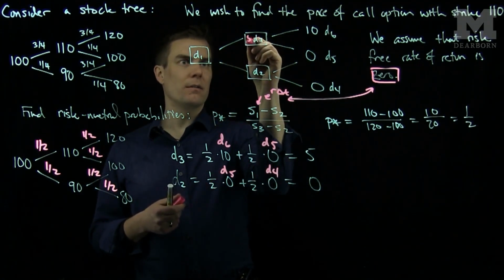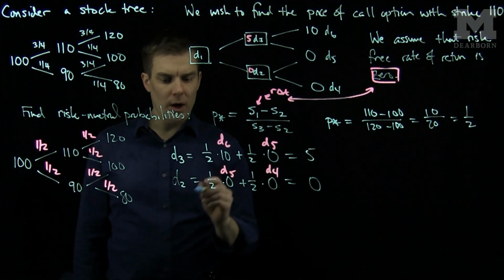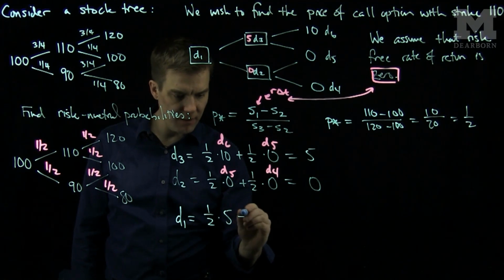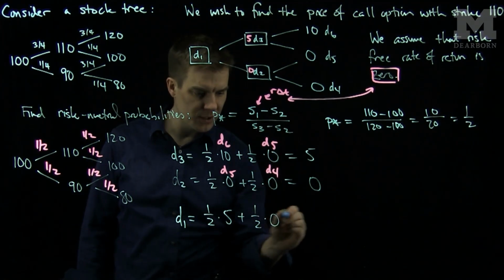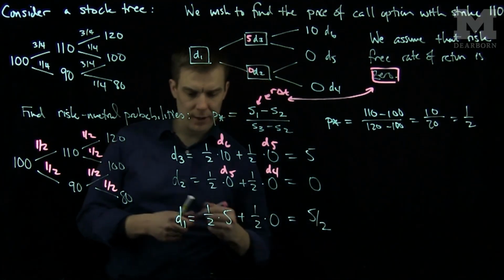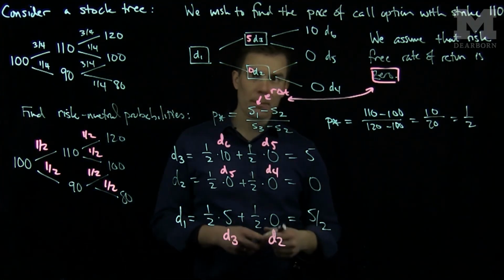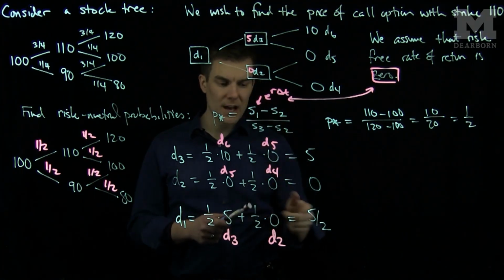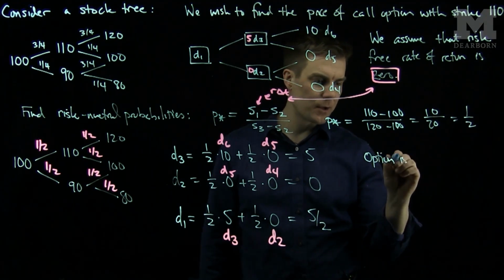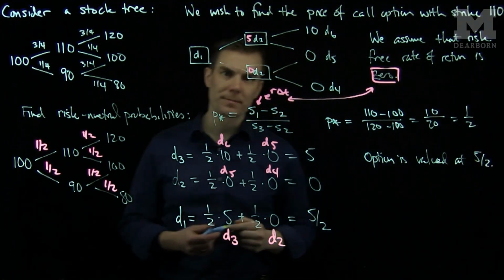We can now fill in these values. Over here I will have a value of 5, over here I'll have a value of 0, and then we do the calculation one more time. Our D1 will be 1/2 times D3, which is 5, plus 1/2 times D2, which is 0. So our D1 will be 5/2. Again, this value over here is my D3, and this is my D2. Working backwards in the tree, the value of our option at this time is 5/2. So our option is valued at 5/2. And that's the solution. Thank you very much.